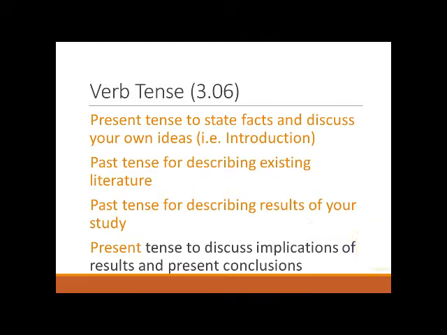And then in your discussion or conclusions sections of either a document or Chapter 5 of a dissertation, use present tense verbs to talk about how the results of your study can be applied to practice and policies, and all the implications that you want to share with the reader.